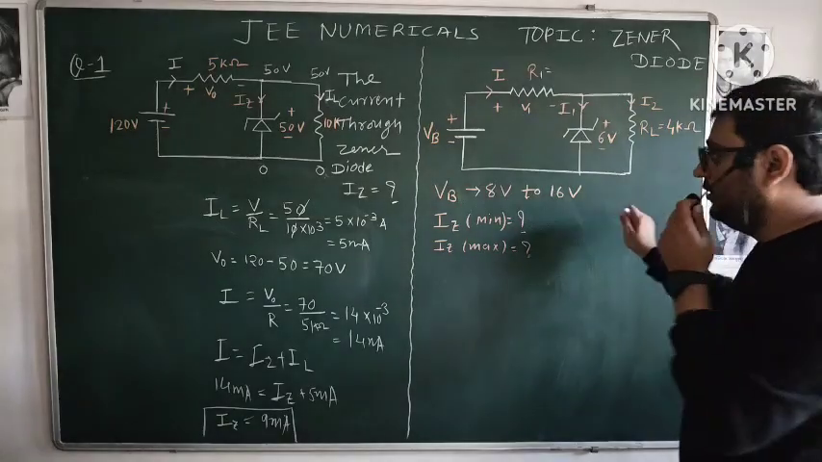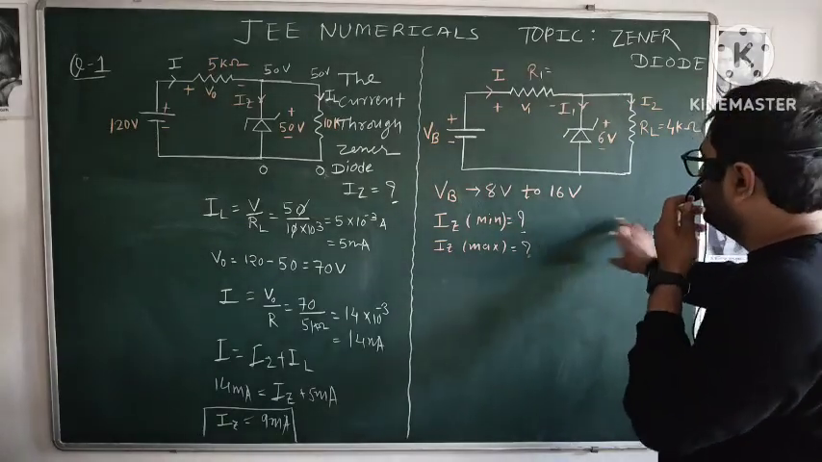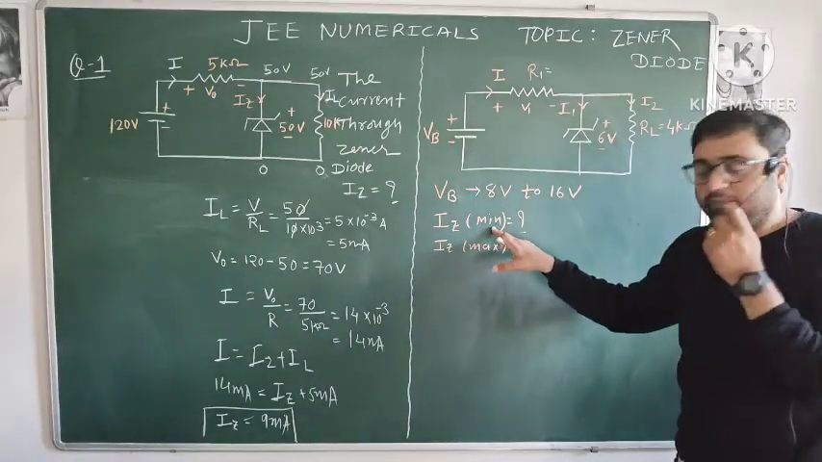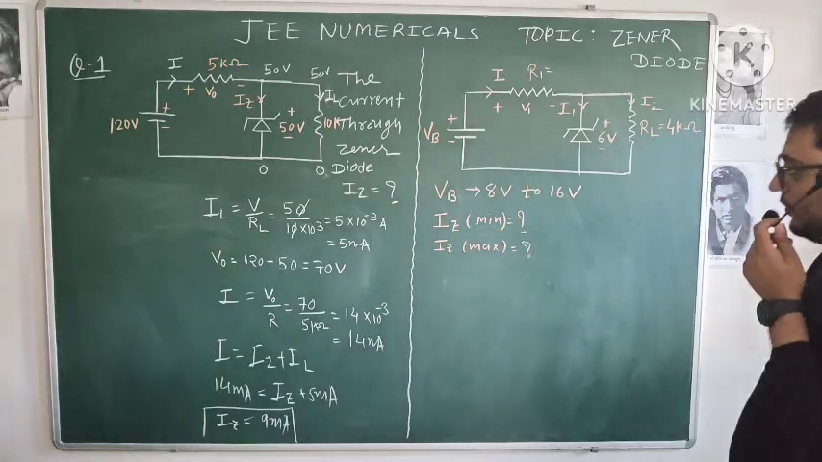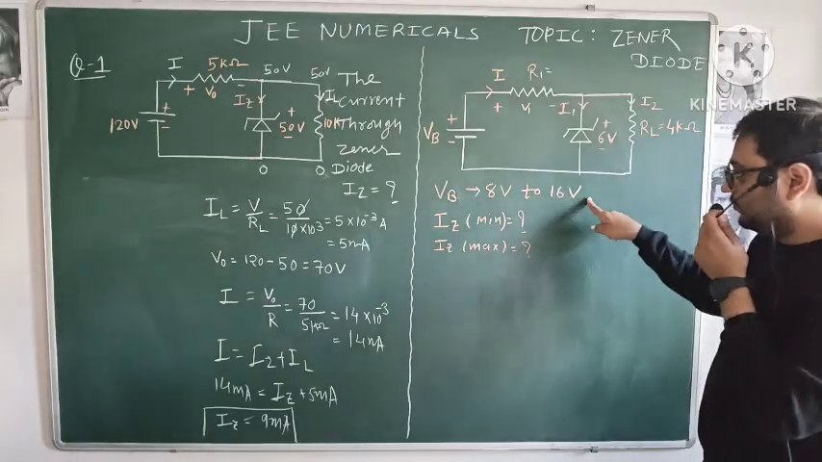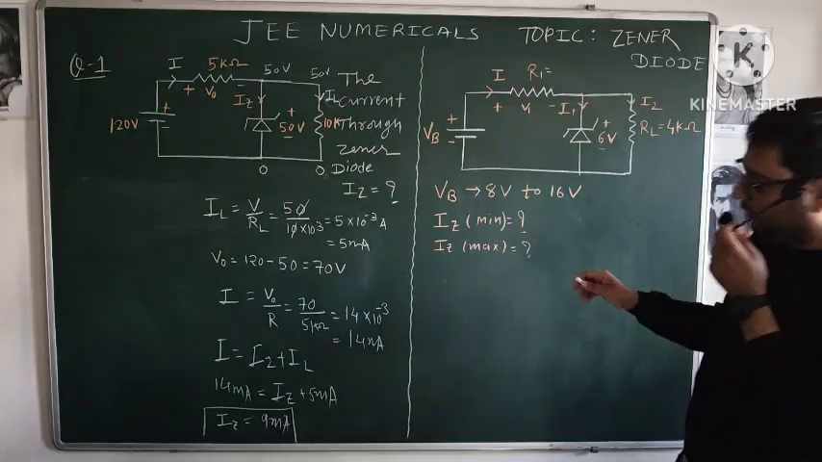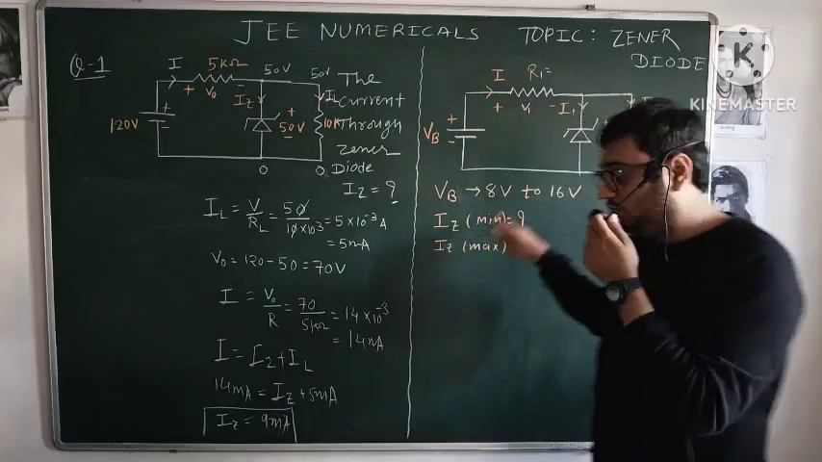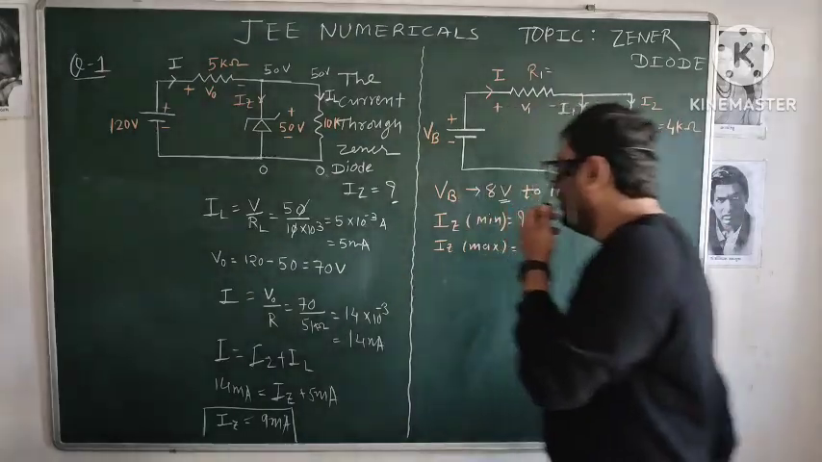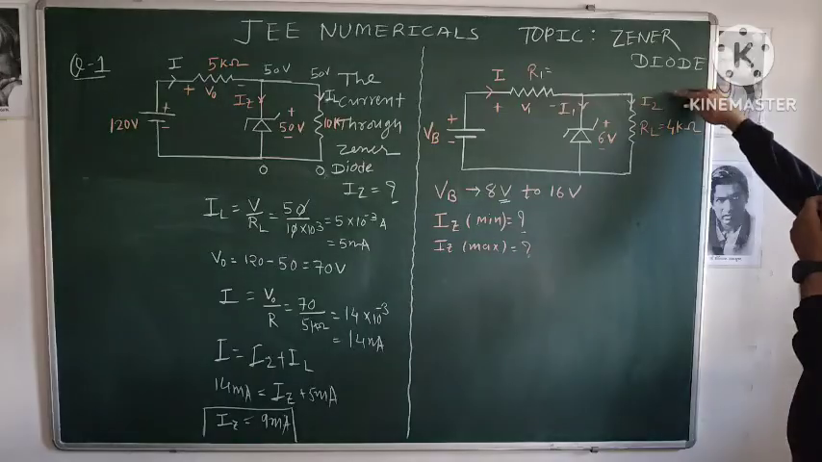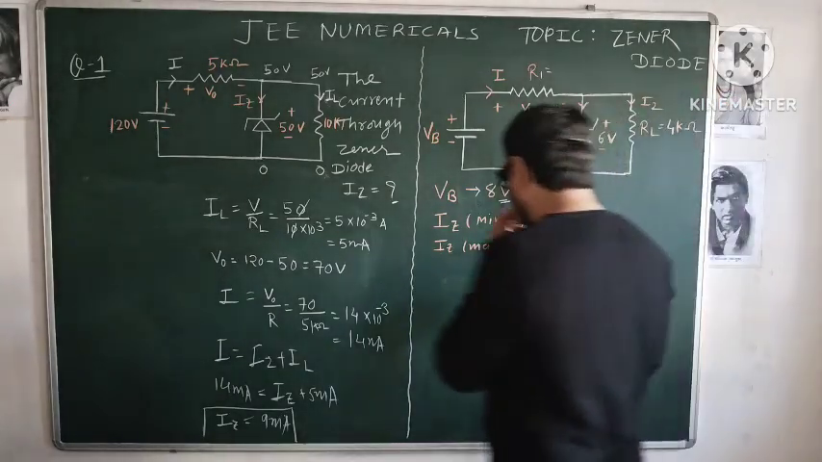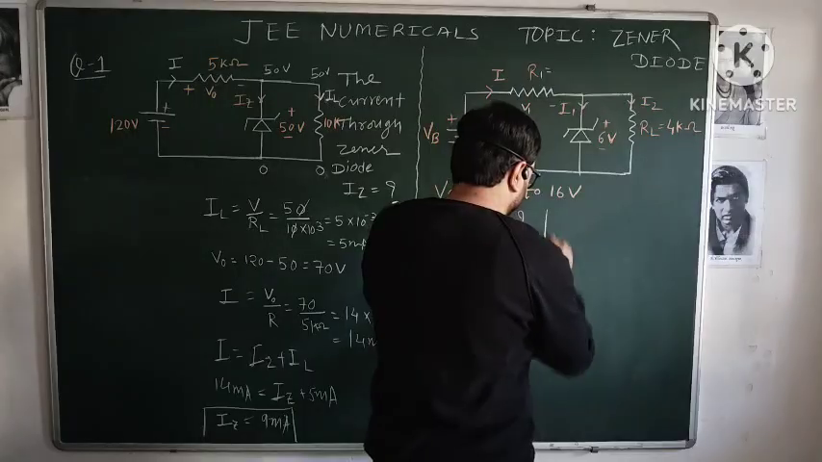Now in the next numerical we have to find the current through the Zener Diode at minimum and at maximum. Here the battery voltage is changed from 8 volt to 16 volt. First of all, we need to find the minimum current through the Zener Diode. We take 8 volt as the battery voltage. First we need to find the current passing through the load resistance. So we can start.